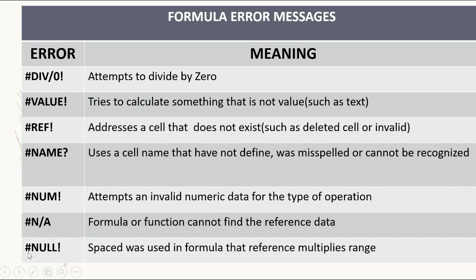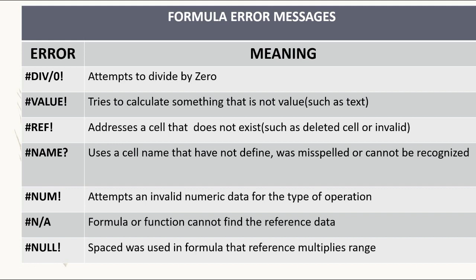And the last one is hashtag NULL. Space was used in the formula that reference multiple ranges. So, ibig sabihin naman daw, kapag gumawa ka ng formula, for example, equal sign C5 plus B5, nilagyan mo ng mga spacing, so hindi gagana yung ating formula at ang lalabas na error message is hashtag NULL.